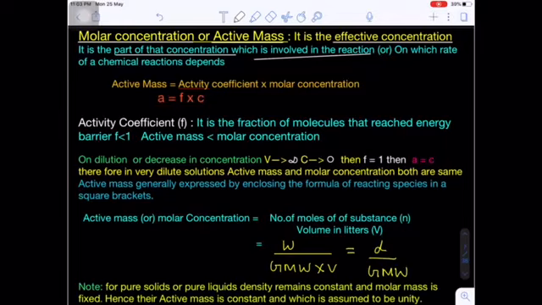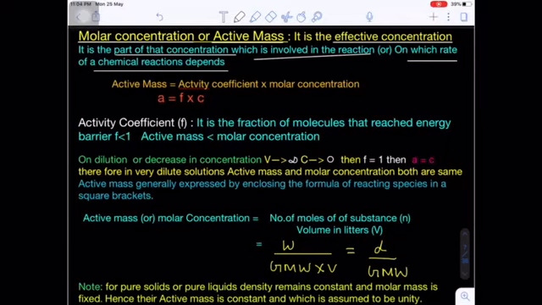That means the part of the concentration on which the rate of a chemical reaction depends is nothing but the active mass or molar concentration. In general, the rate of a reaction depends upon different factors like concentration, temperature, pressure, and catalyst. Among these parameters, concentration is one of the important parameters.